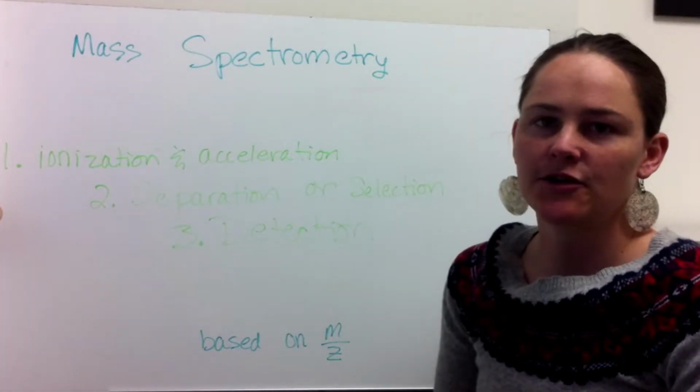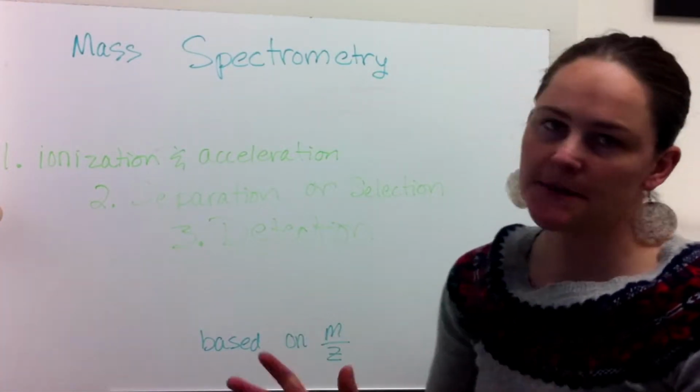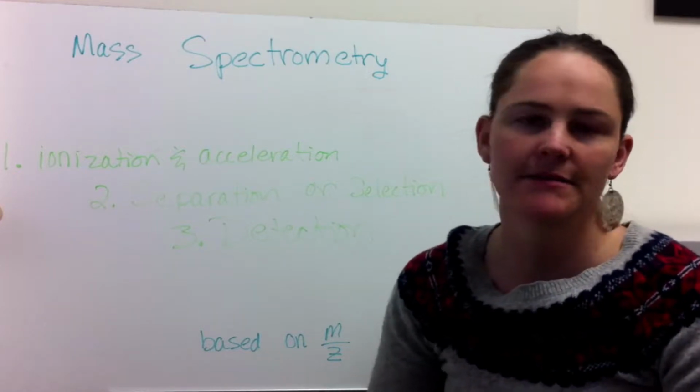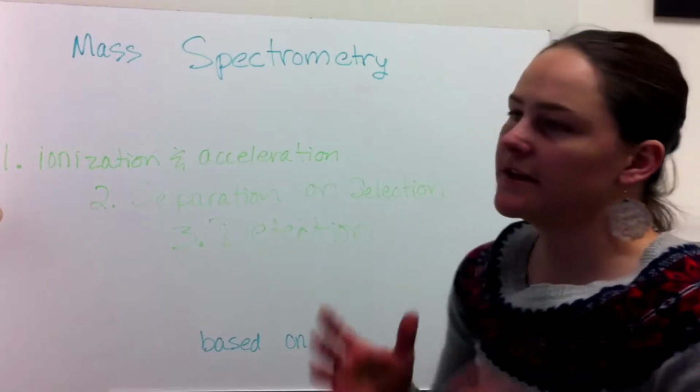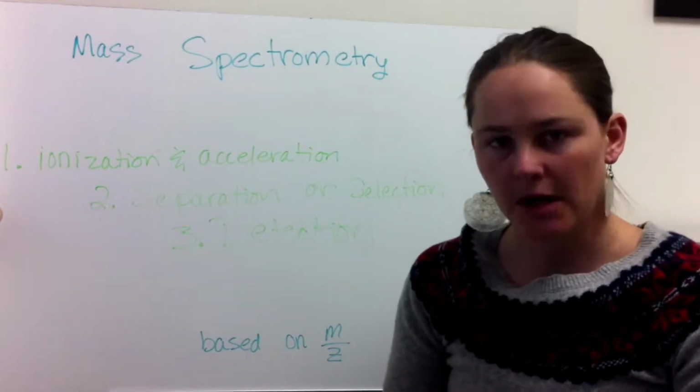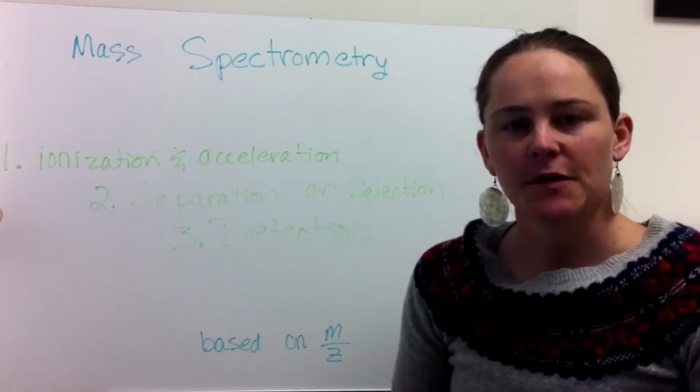Next unit is on mass spectrometry. And so a mass spectrometer is just as simple as all these other instruments that we've talked about this semester, in that it can be divided up into three relatively simple parts, and then we're going to talk about each of these parts in more detail.